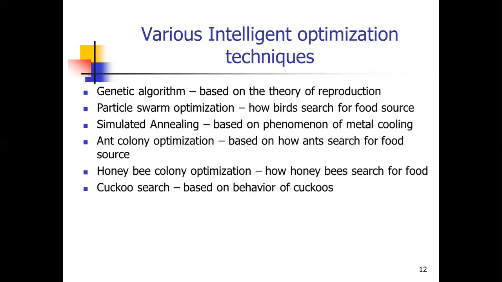We have the ant colony optimization. It's based on how ants search for food source. We have the honeybee colony optimization, one of my favorites actually, how honeybees search for food. We have cuckoo search, how cuckoos have behaviors. Each of these algorithms gets inspiration from various natural phenomena, and based on these, the intelligent algorithms have been developed. I've used almost all of them in the domain of wind farm design and in the domain of wind energy.